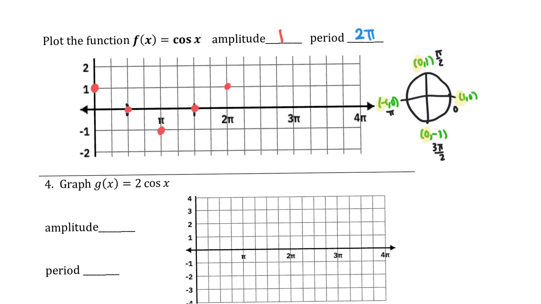So it was at 1. Now it's going to go to 0, and then it's going to go to -1, then it's going to go back to 0, and it's going to go back up to 1. Okay, this is 2 periods of the graph.